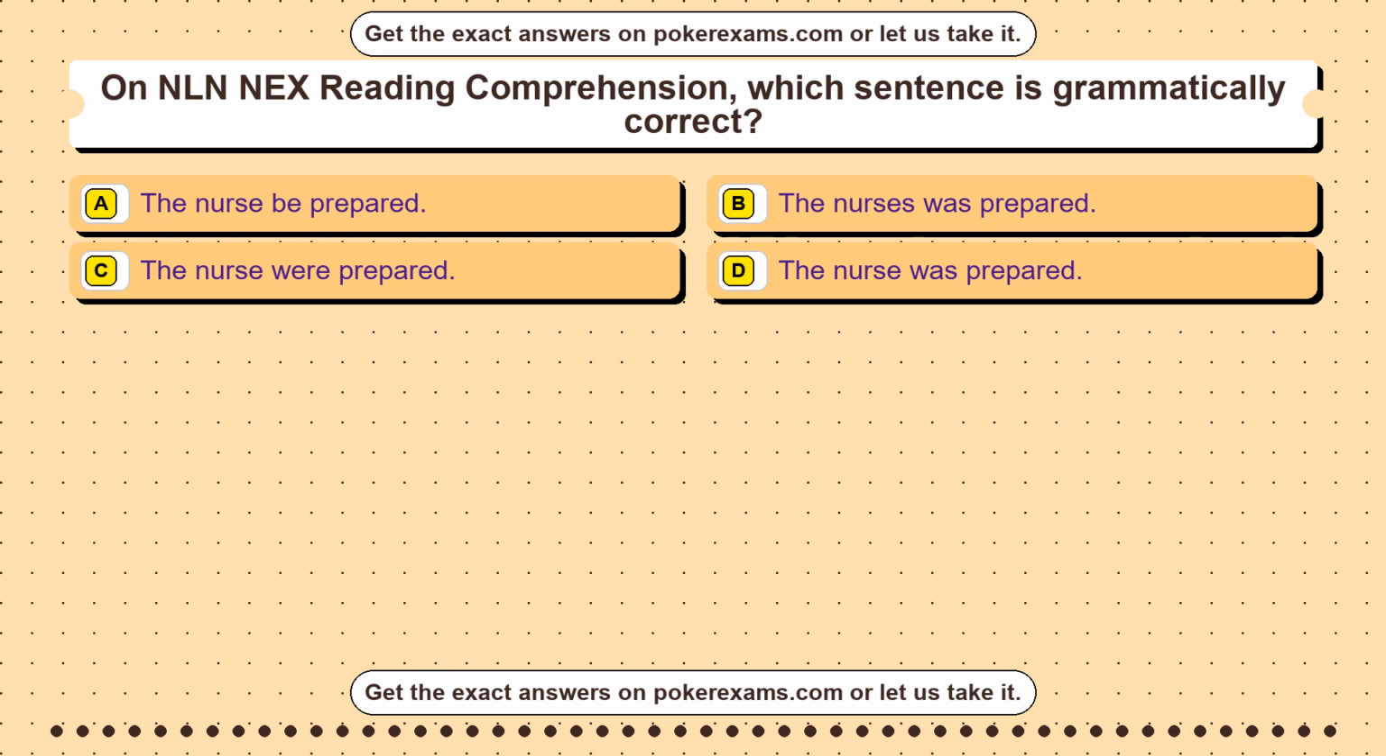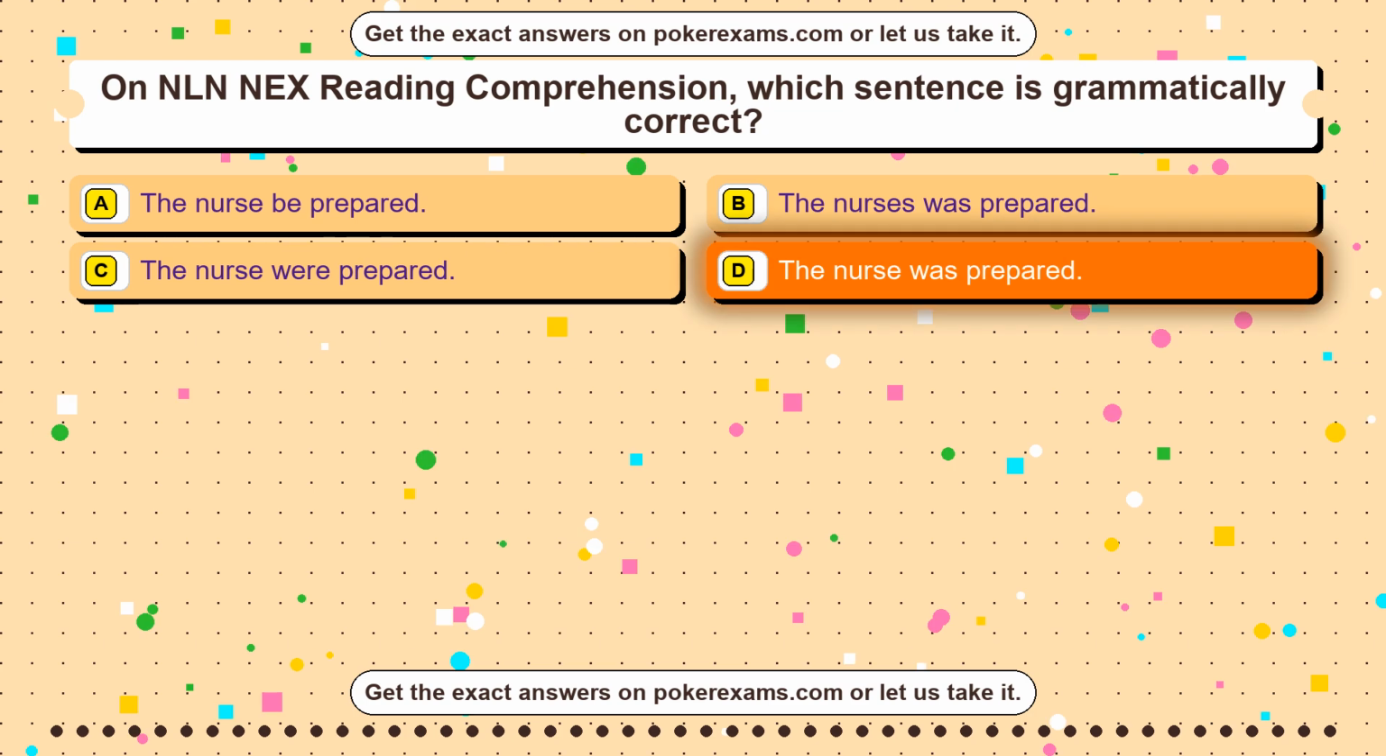Question 24. On GED probability practice, which word best describes a claim supported by evidence? Option A, variable. Option B, argument. Option C, fragment. Option D, decimal. The correct answer is option D.